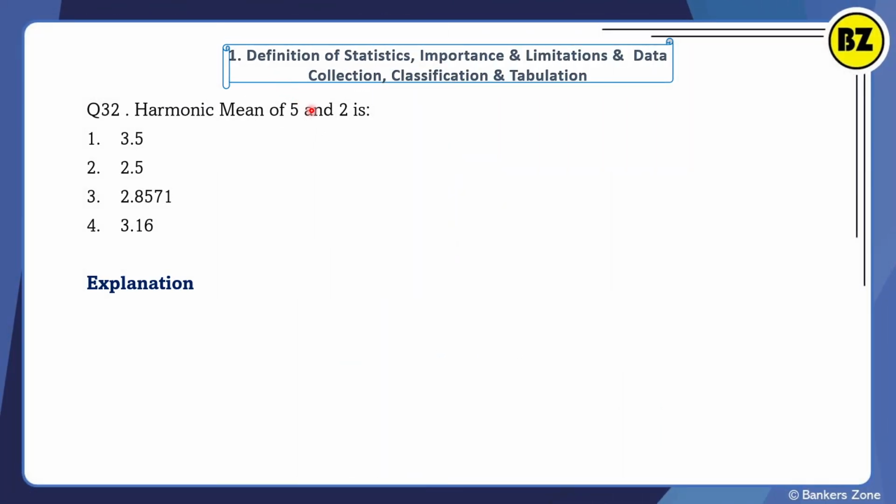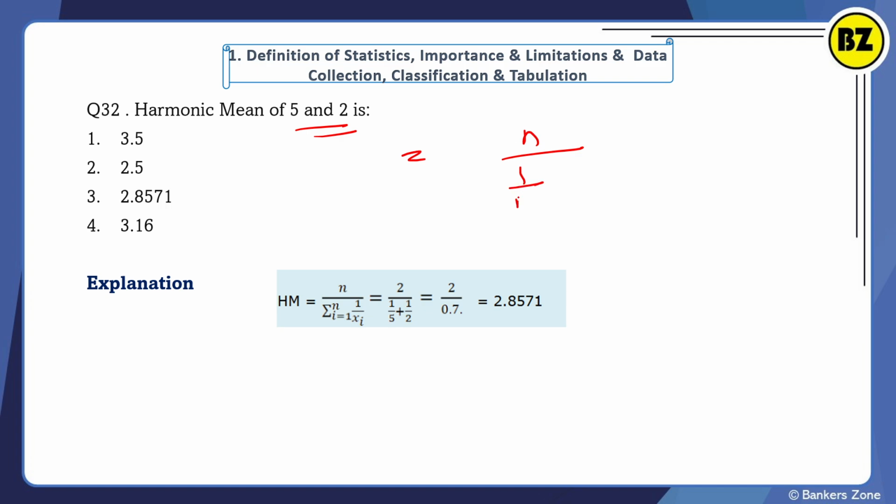Harmonic mean of 5 and 2 we have to find. So what do you mean by the harmonic mean? Harmonic mean is nothing but n upon (1 upon first value plus 1 upon second value). We can take x1 and x2 because only two numbers are given. So how many values are there? 2 upon (1 upon 5 plus 1 upon 2), because 5 and 2 are given.